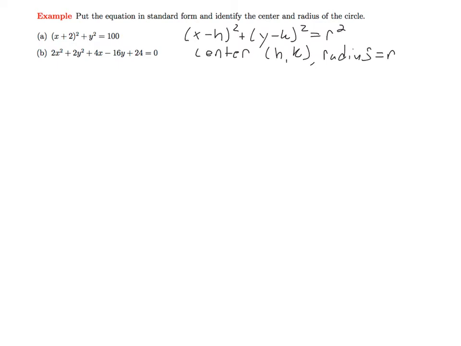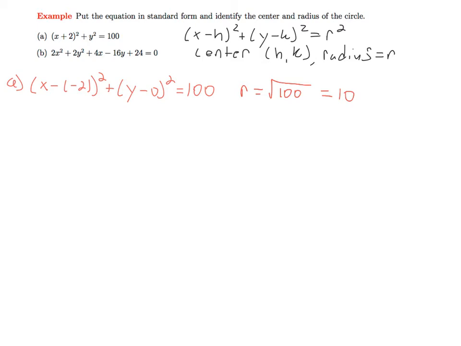Okay, so first taking a look at part A, this is essentially already in standard form. So we've got x plus 2, and so I can write that as (x minus minus 2) squared plus y, we can write that as (y minus 0) squared, is equal to 100. And so to figure out what r is, the radius, that's going to equal the square root of the constant on the right side of the equation, which is 10.